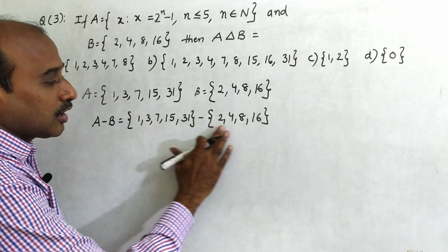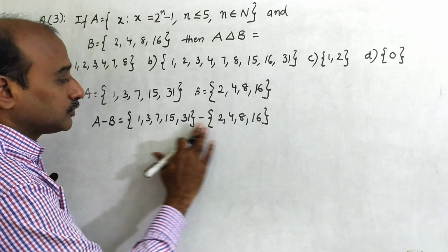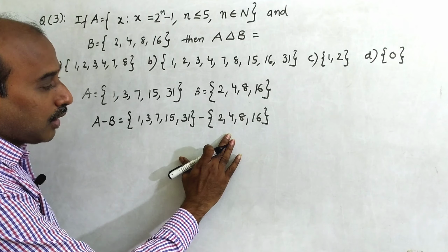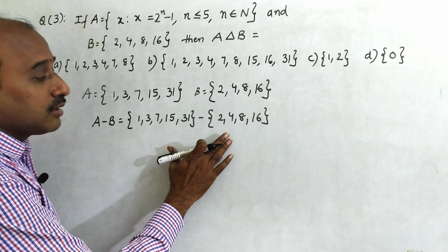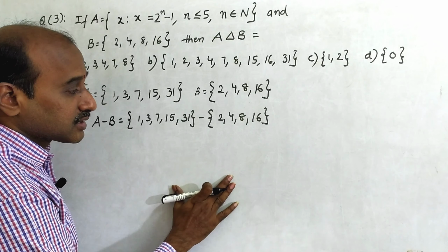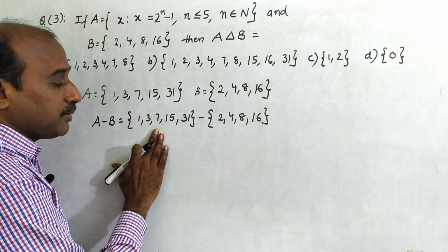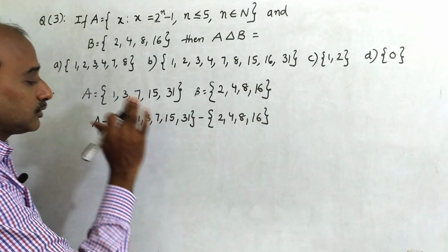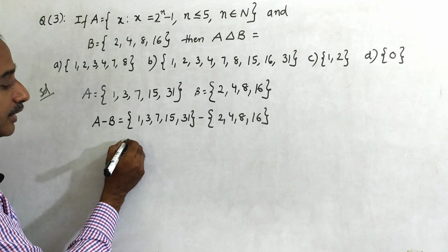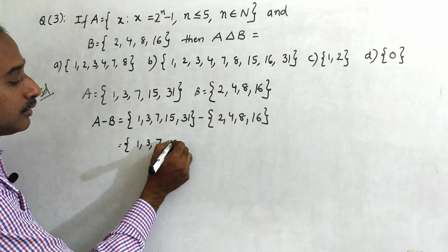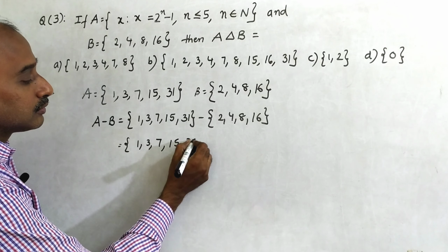What are the common elements in both? We can observe there are no common elements in both the sets. So the remaining elements in A, these are all you will get. Therefore, you will get A minus B as the set 1, 3, 7, 15, 31.